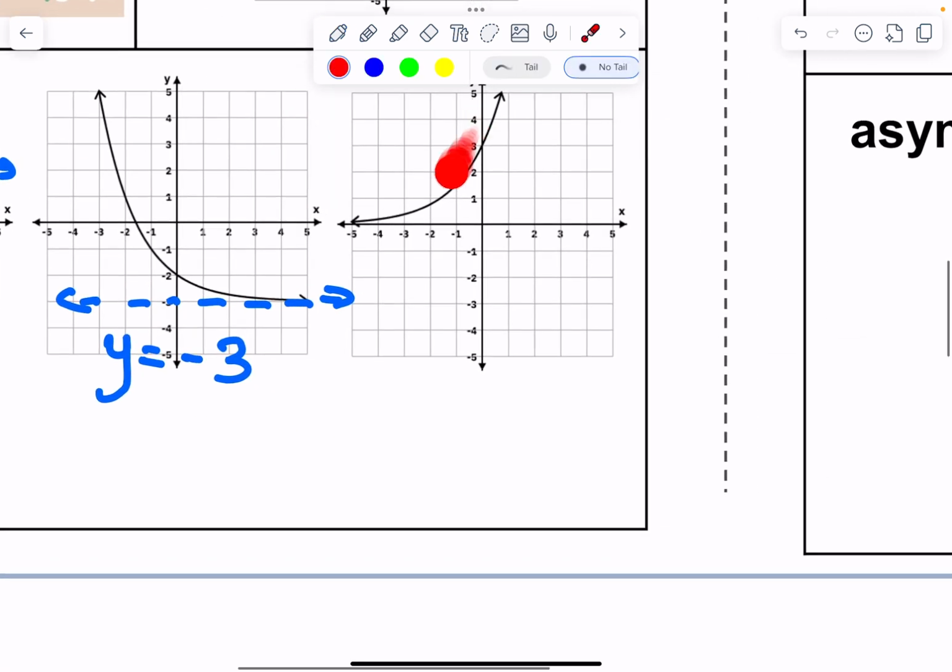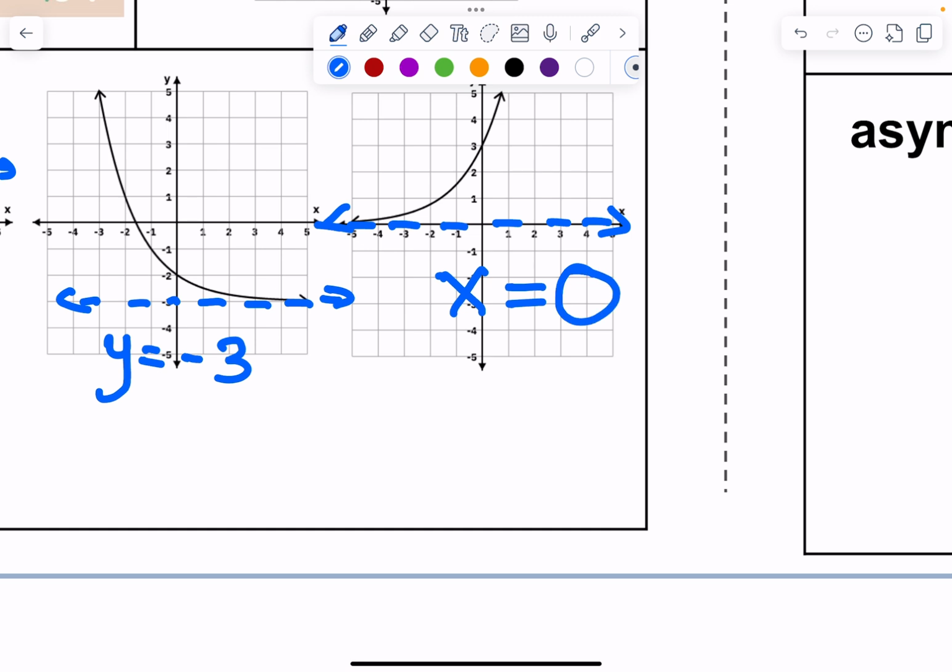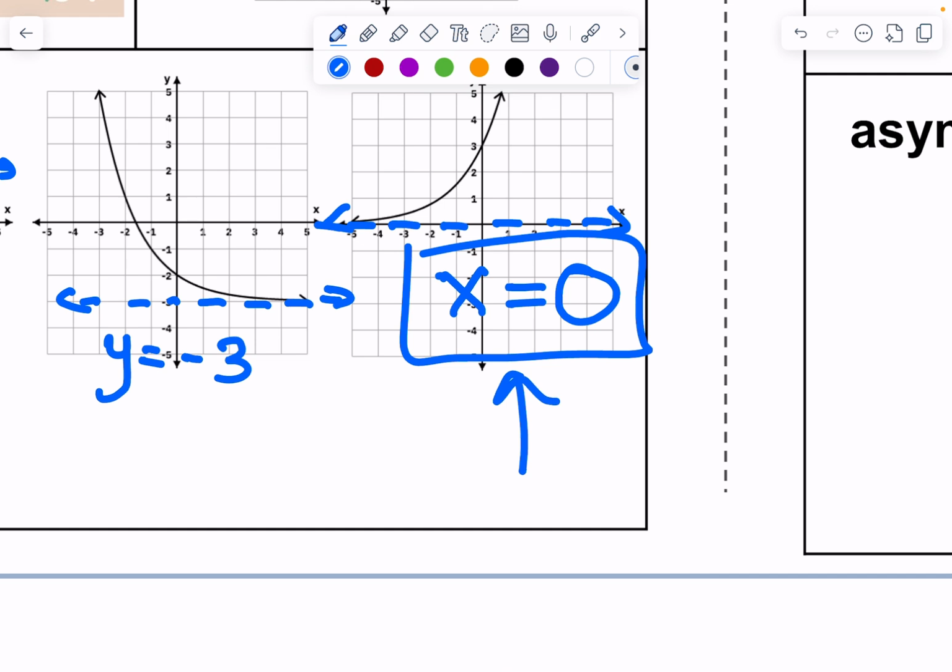Now, if I look at the next one, it starts to become flat right here, and that's on the x-axis. If it's on the x-axis, it's always going to be x equals 0. Most of the time in Algebra 1, your answer will be x equals 0 for the asymptote. Usually for Algebra 1, x equals 0 is the asymptote.